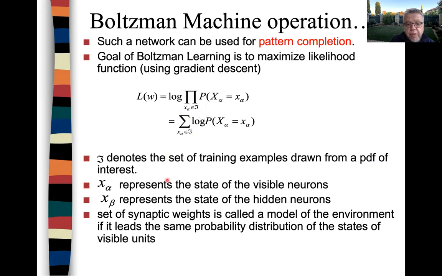Okay, so the set of the synaptic weights. Once you perform your learning, you reach your equilibrium and so on. The set of synaptic weights that are obtained is called a model of the environment, meaning that you model your input if it leads to the same probability distribution of the states of the visible units.